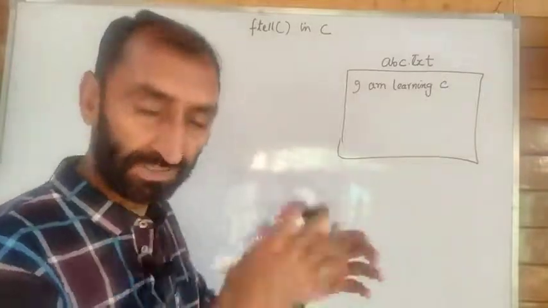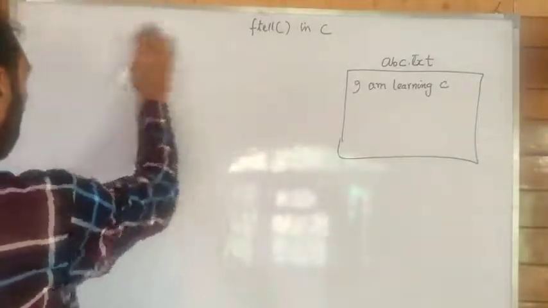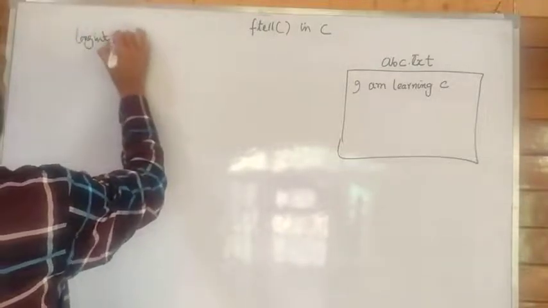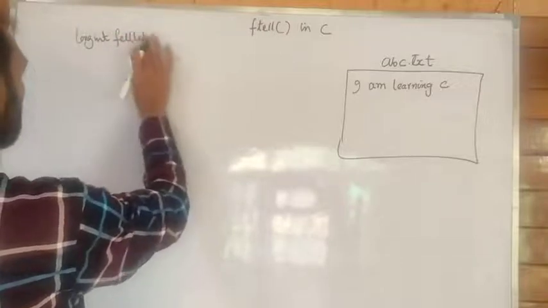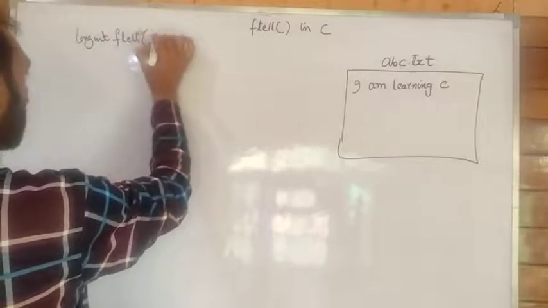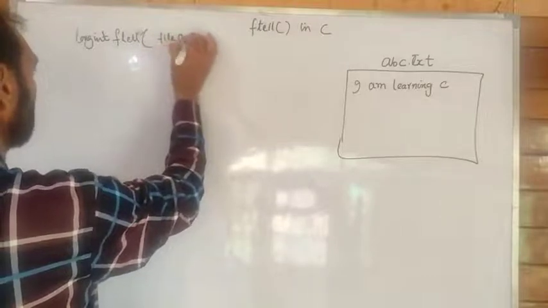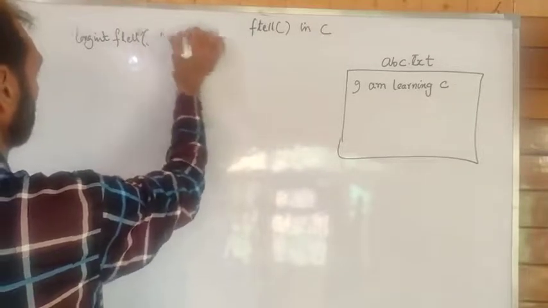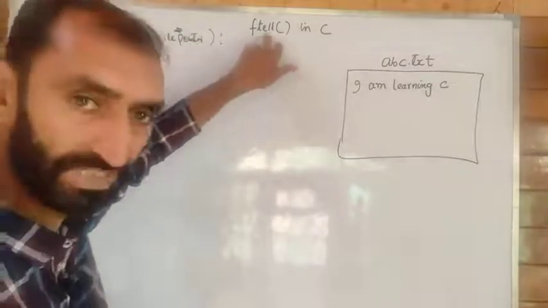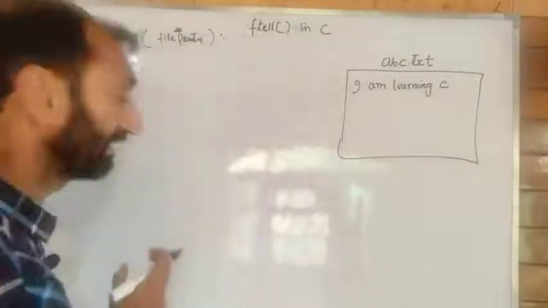The declaration of this ftell function is simply: long int ftell(FILE *fp), the name of the file pointer. What does that mean? This is a declaration. That means this function returns an integer. The return type of this function is long int.